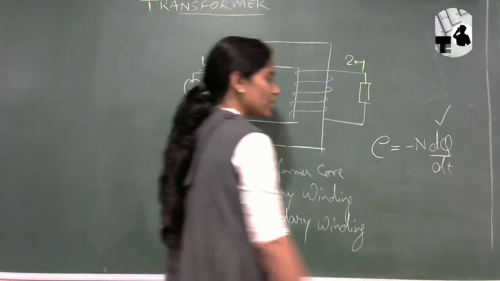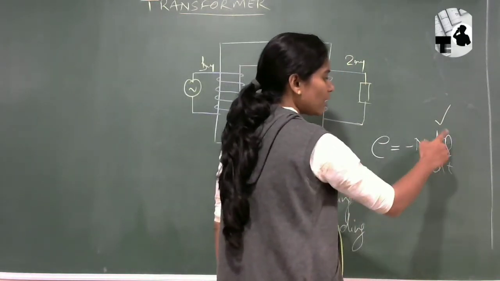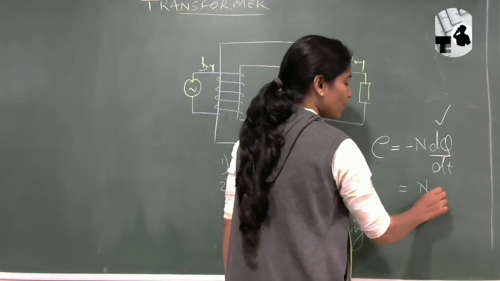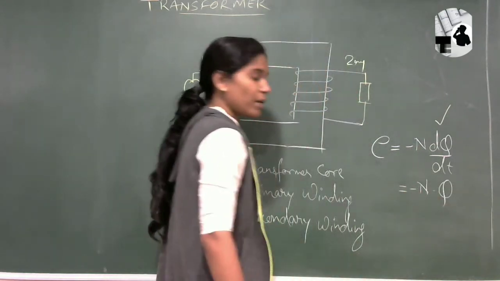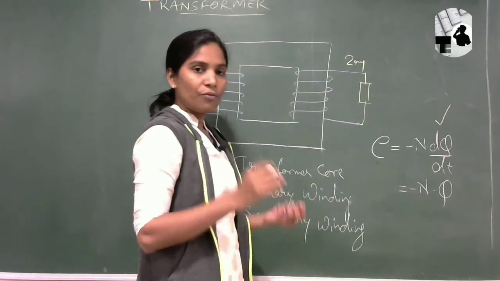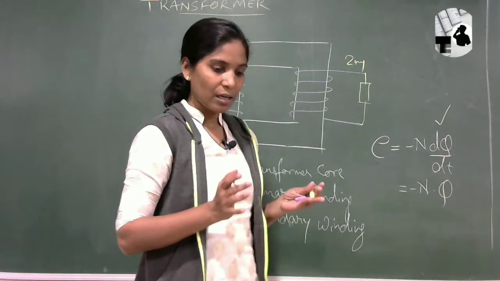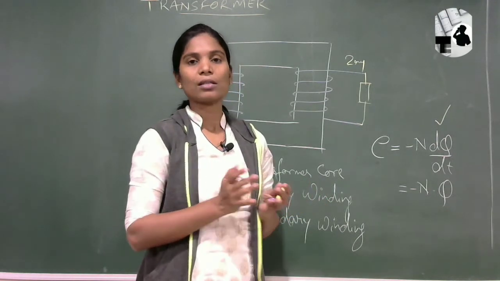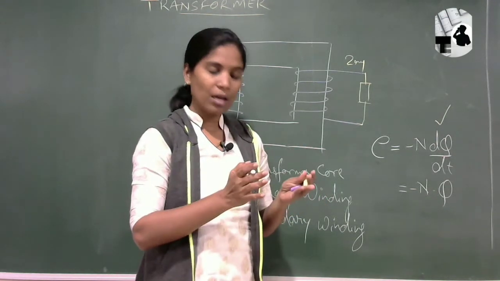So what we have to consider here is that the equation is N dφ/dt, not N into φ. Okay, it is not N into φ. φ represents the magnetic flux. It means if we have an arrangement of magnetic field with some certain magnetic flux, and we keep a conductor also.